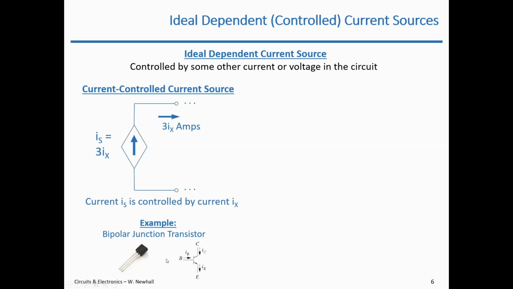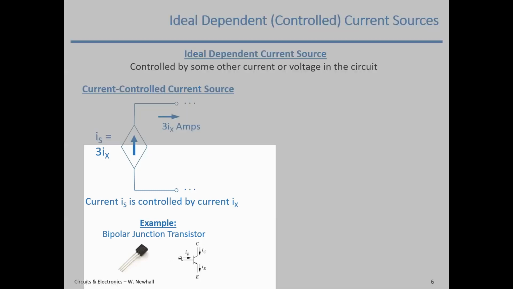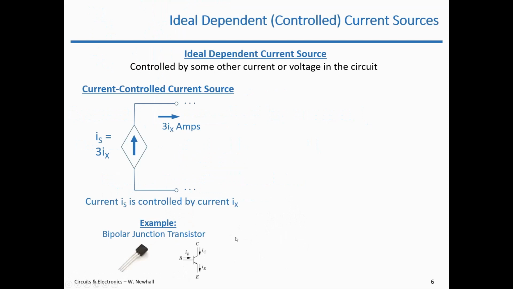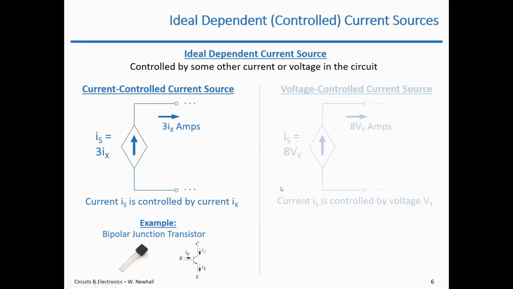And we'll get to this, we'll study this, but the collector current down here, this is the collector current IC, is equal to some constant, we'll call it beta, times IB. Okay, so IB controls IC. Okay, so we'll get to that. But this source, like it is, can represent a transistor.